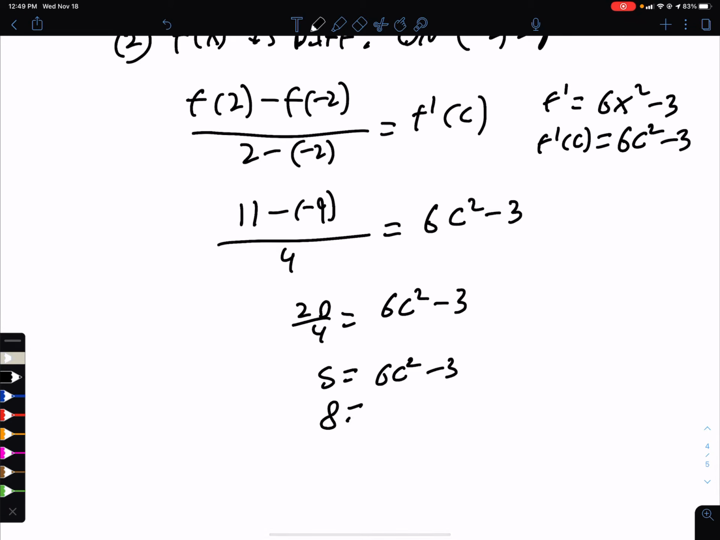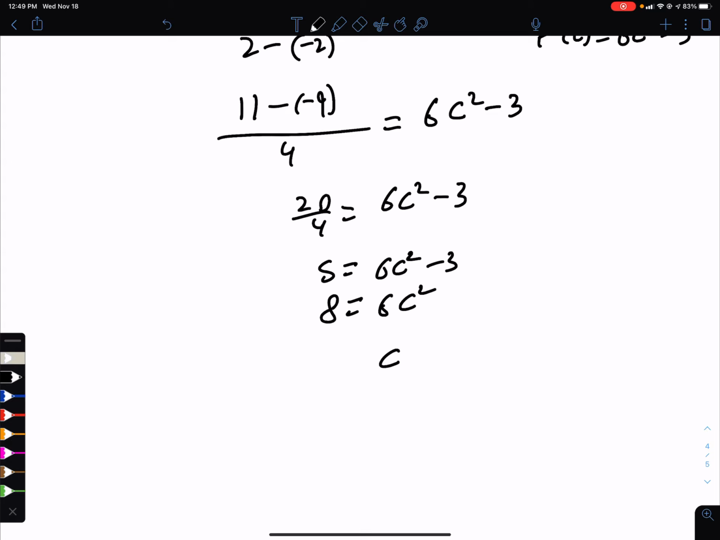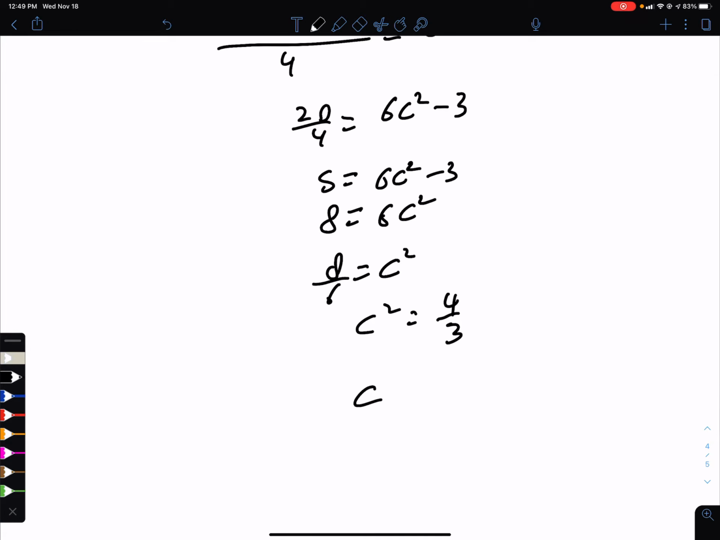Add 3 to both sides. Divide both sides by 6. So we get c squared is 4/3. We square root both sides. We get plus or minus square root of 4/3, which is plus or minus 2 over radical 3.